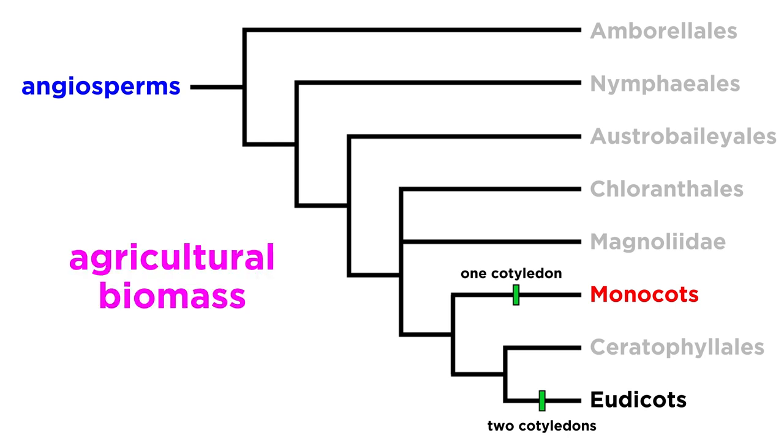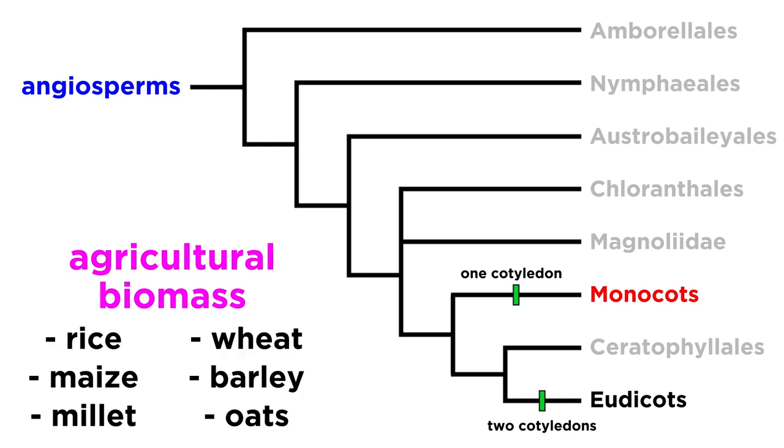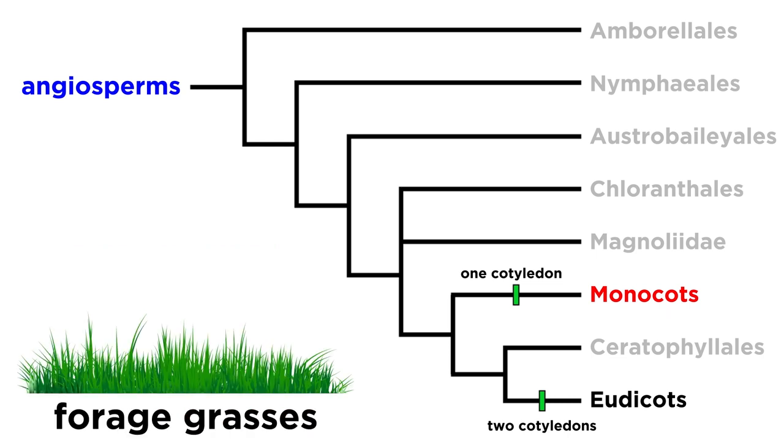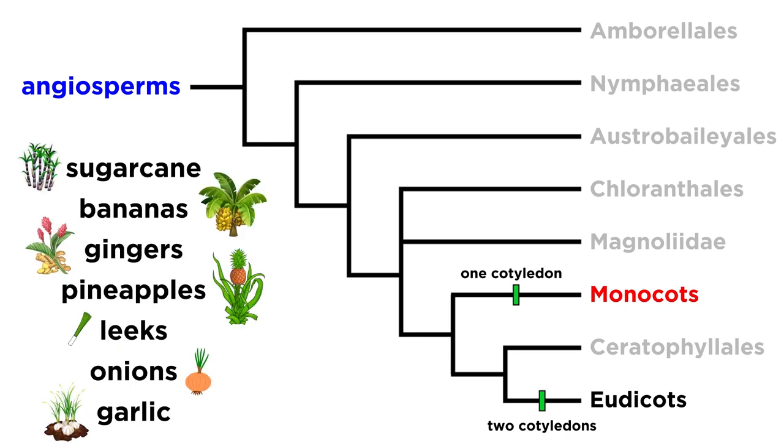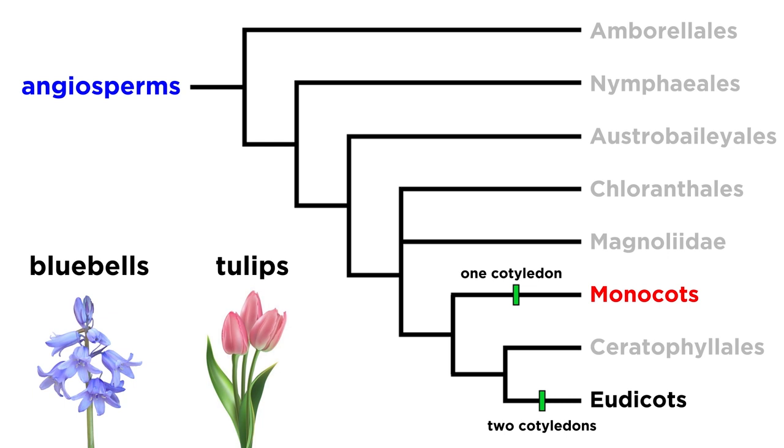The majority of the biomass produced in agriculture comes from the monocots. This is because all major grains, like rice, wheat, maize, barley, millet, and oats, are monocots. The same goes for all forage grasses, which are used as feed for cattle, along with sugarcane, bananas, gingers, pineapples, leeks, onions, and garlic. In addition, many bulb plants cultivated for their blooms, like bluebells and tulips, are all monocots.